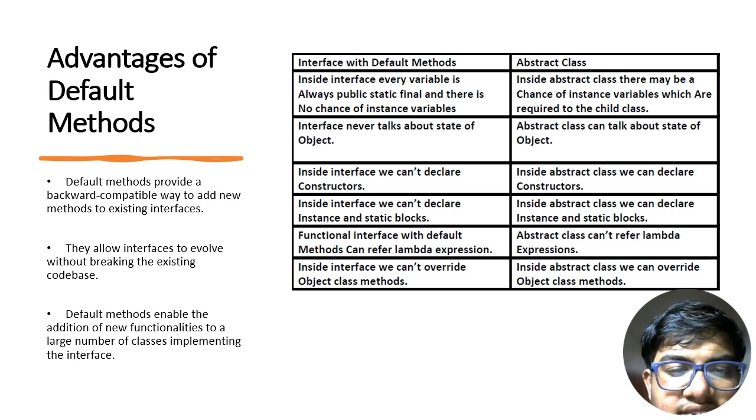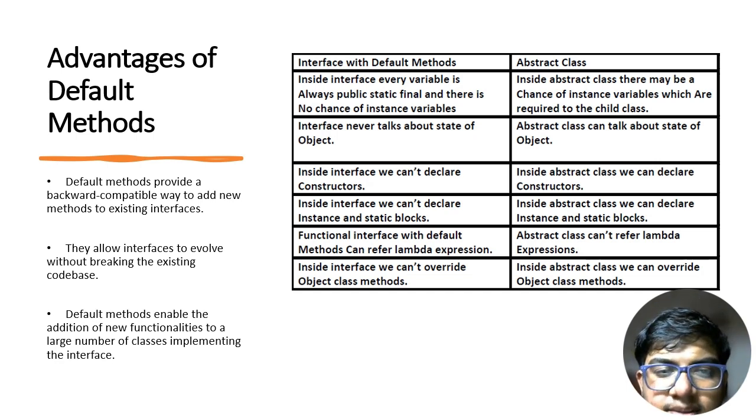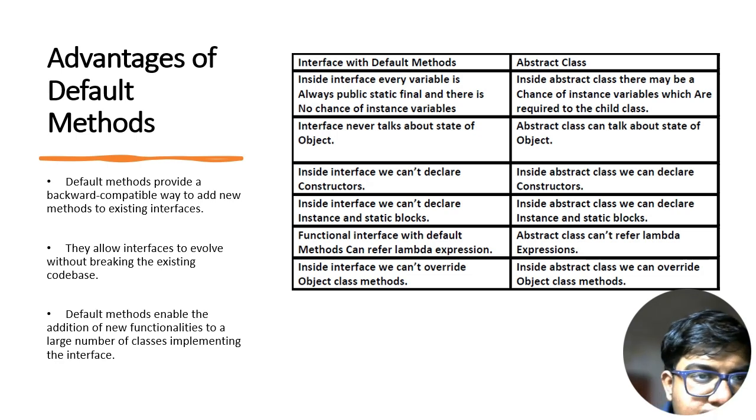Functional interfaces and default methods can refer to lambda expressions, while abstract classes cannot refer to lambda expressions. Inside interfaces we can't override Object class methods, while inside an abstract class we can override Object class methods. So these are some of the differences which you might require in the test or whatever questions you might face. You will have an example here. So let's move on.